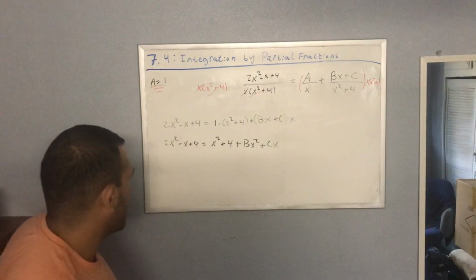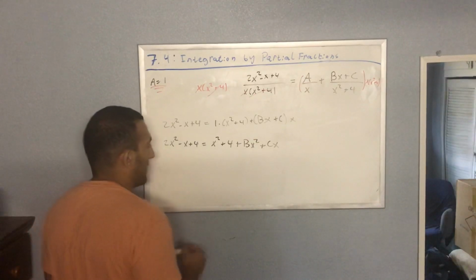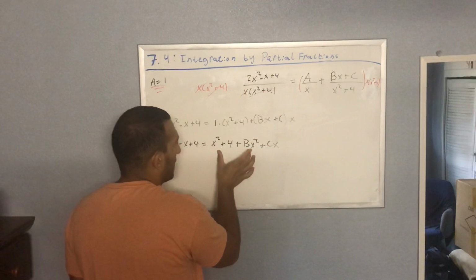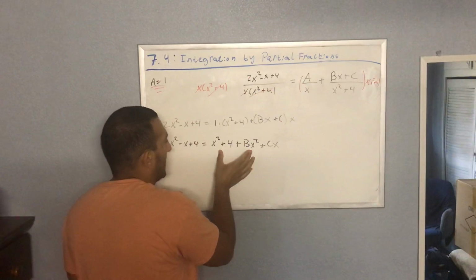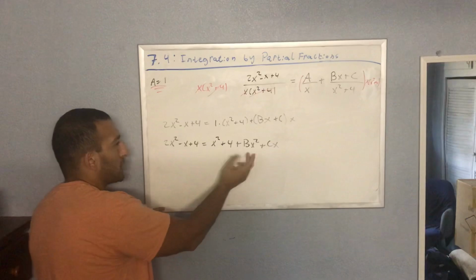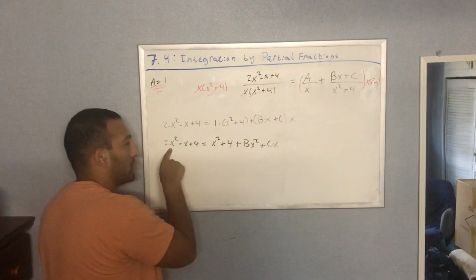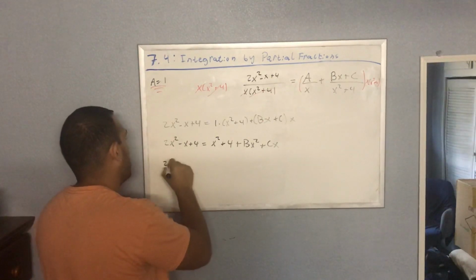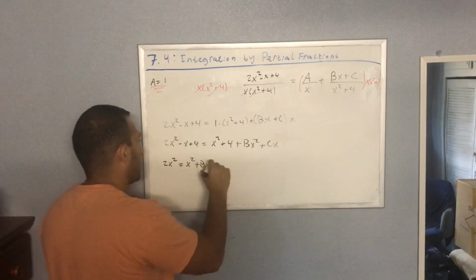Okay, so now notice that if I have x squared plus bx squared, these two terms have an x squared next to them. That means that they have to add to give a 2x squared, because there are no more x squared terms here. So the two x squared terms that add together should be equal to the only x squared term here. So we get 2x squared is equal to x squared plus bx squared. That's one equation.